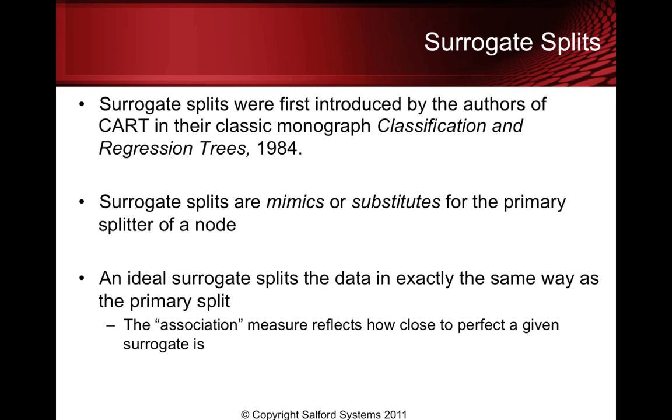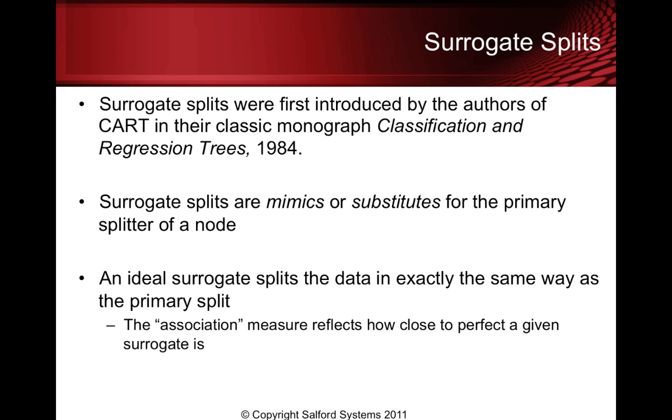Okay, so what exactly are surrogate splits? Well, the first thing to be aware of is that surrogate splits are a novelty, an innovation, a technological advance, and they first were described in the CART Classic monograph, Classification and Regression Trees, which appeared in 1984. Prior to this, the concept of surrogates, to the best of our knowledge, never existed in any form in the scientific literature. A surrogate is a mimic or a substitute for the primary splitter of a node.